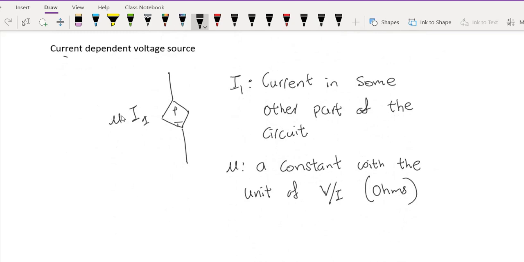And then note that this mu is converting current into a voltage. Therefore, mu has units, and it has a unit of ohms.